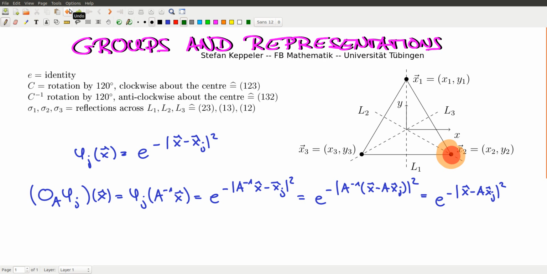Now you can do this. Pick one or two of the group elements and work out what the representation looks like. There are 3 by 3 matrices which would map a vector, a linear combination of phi 1, phi 2, phi 3, to some new linear combination of phi 1, phi 2, phi 3. So stop the video here for a moment, work out such matrices.